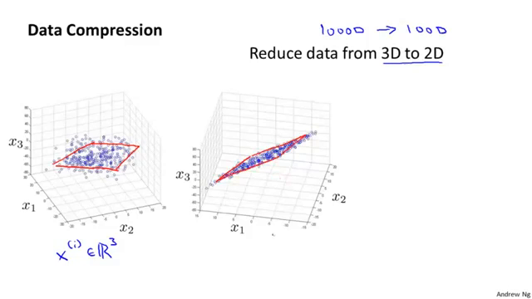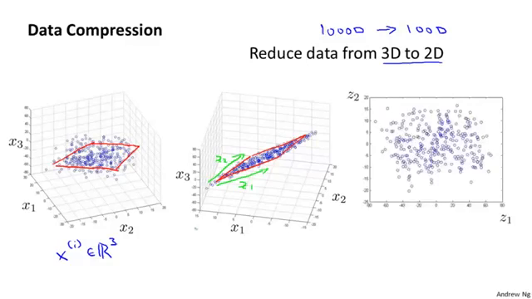Now finally, in order to specify the location of a point within a plane, we need two numbers, right? We need to maybe specify the location of a point along this axis and then also specify its location along that axis. So we need two numbers, maybe called z1 and z2, to specify the location of a point within a plane. And so what that means is that we can now represent each training example using two numbers that I've drawn here, z1 and z2. So our data can be represented using vectors z, which are in R2.